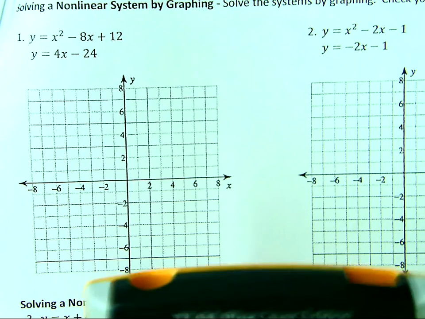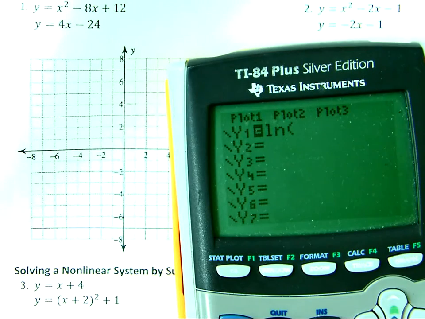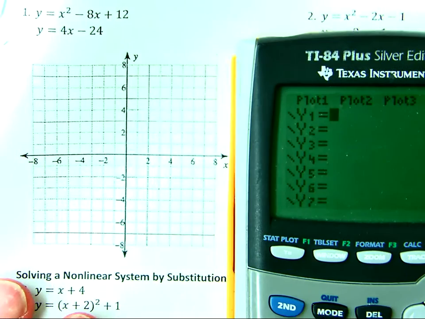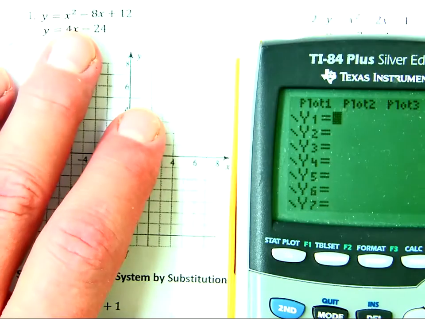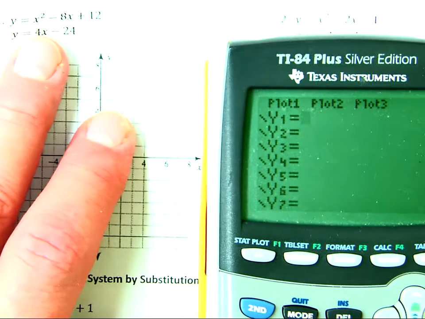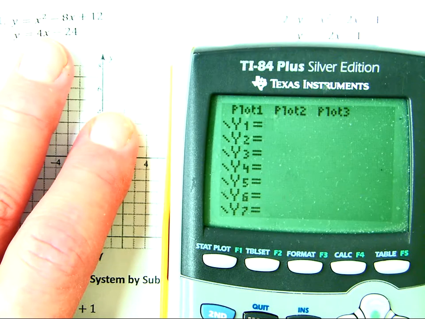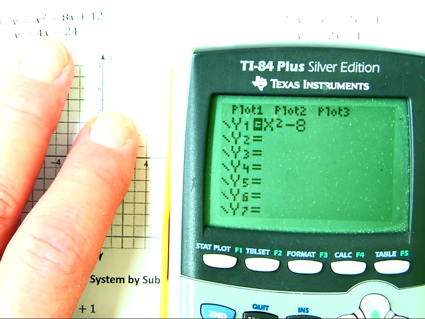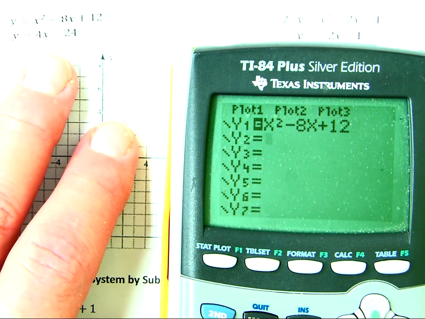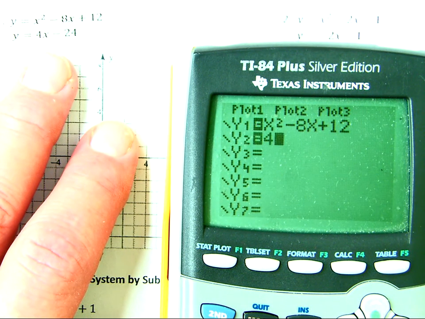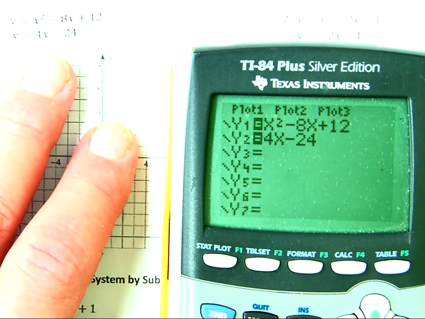So on your calculator, go to your graph on here. Let me get rid of that. So we put them in there. So x squared minus 8x plus 12. We'll just put that in our calculator. X squared minus 8x plus 12. So put one under y1. Go down and put the other one under y2. So 4x minus 24. Okay. Now we're going to graph those.